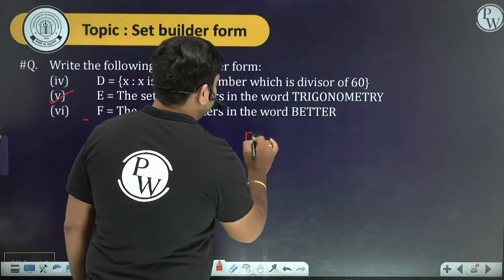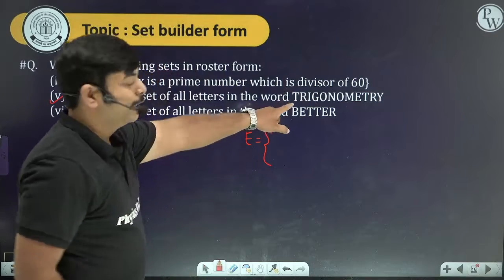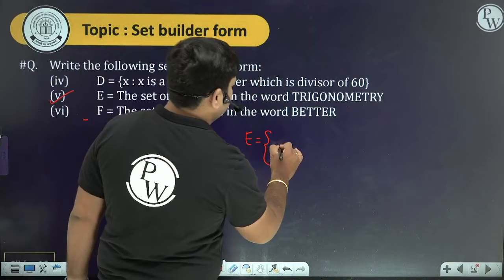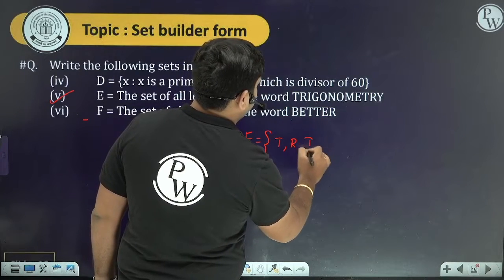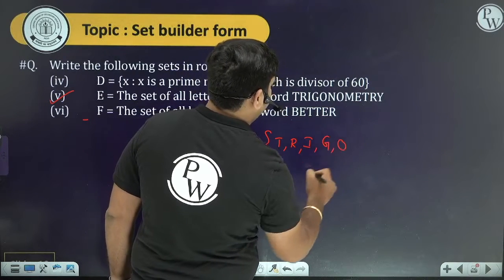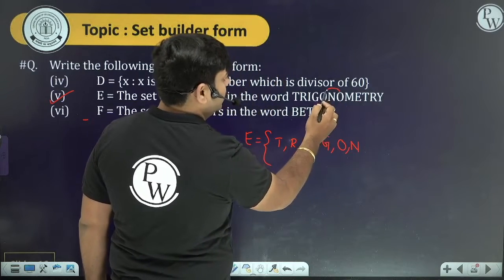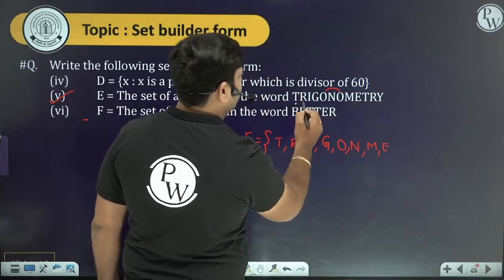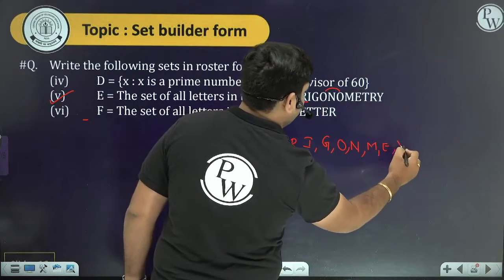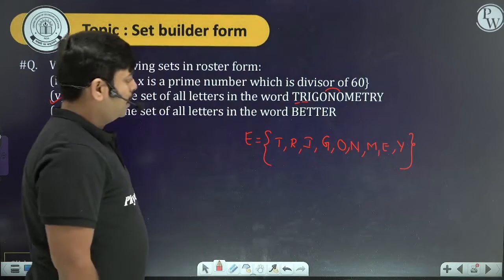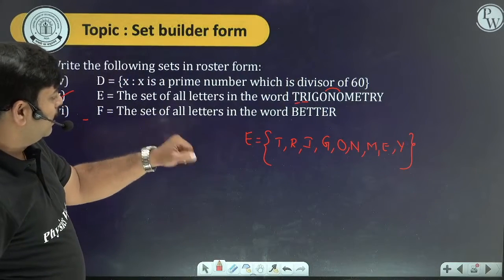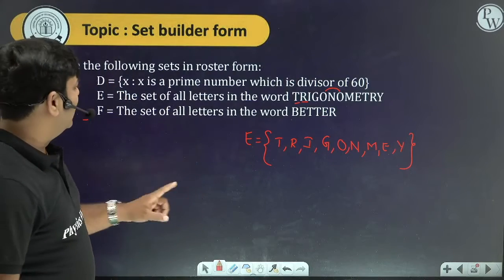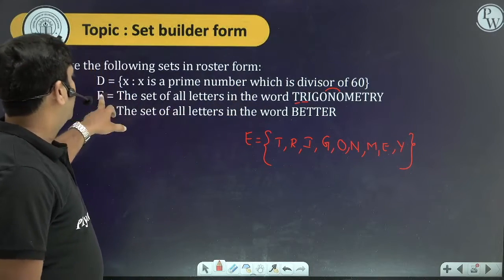So E is equal to, I can start with T, then R, I, G, O, N, O is already listed here, M, E, T is already written here, R is already written here, so Y. So these are the letters. Carefully observe, there is no repetition, right? T, R, I, G, O, N, M, E, Y. So these are the letters of the word trigonometry, which is set E.